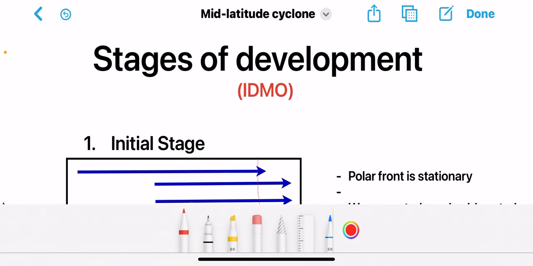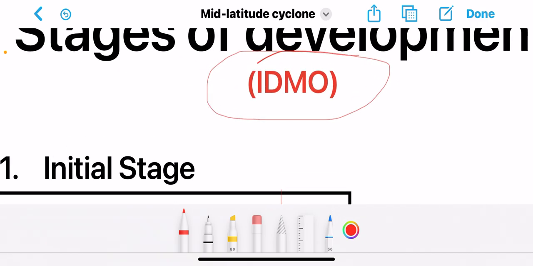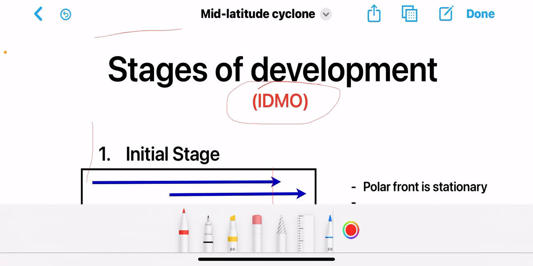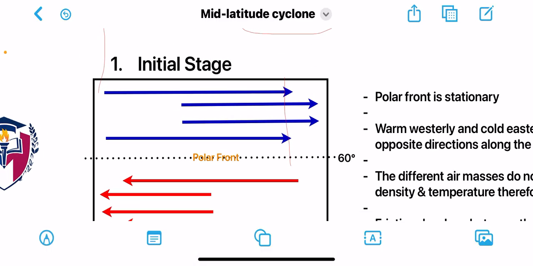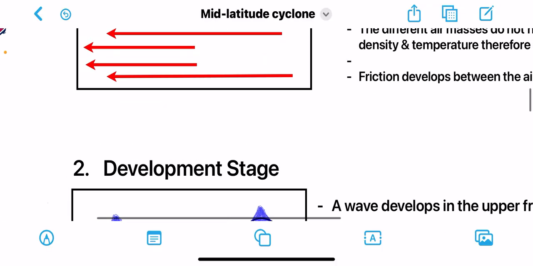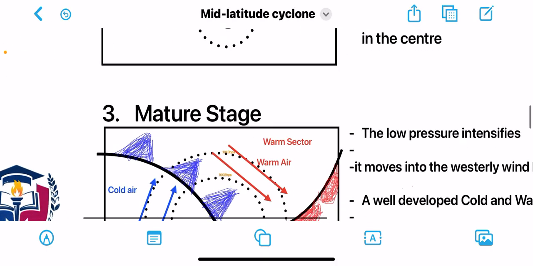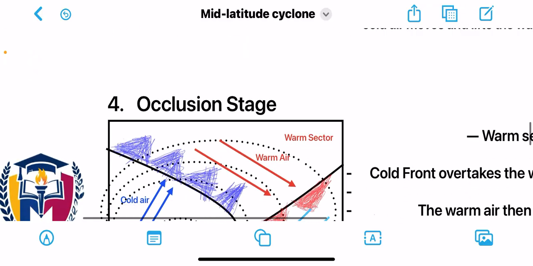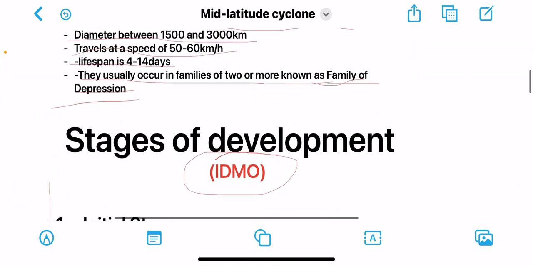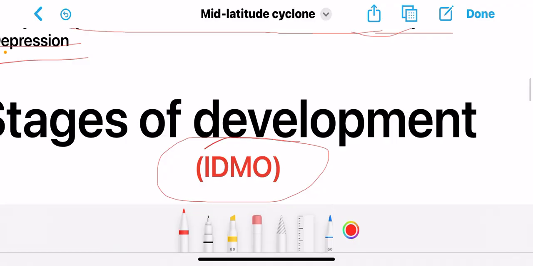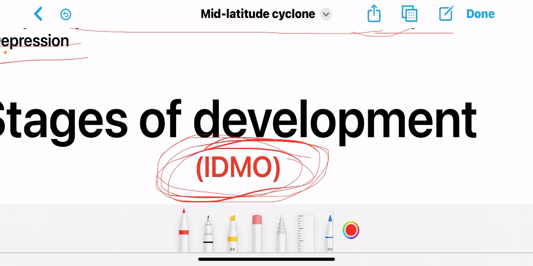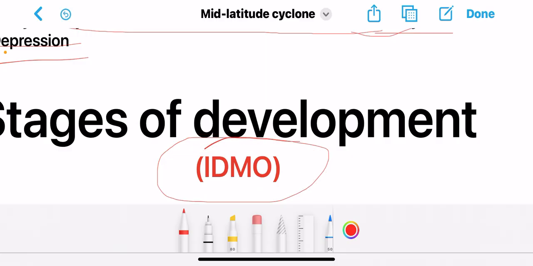So for you to know the stages of development, you'll have to put this down. You'll have to be able to make a mnemonic, IDMO. What does this I stand for? Initial stage. The D stands for development stage. The M stands for mature stage. The O stands for occlusion stage. Now, if you begin to cram this, or familiarize yourself with this mnemonic, you'll be able to know the stages by heart. IDMO. Remember: initial, development, mature, and occlusion.